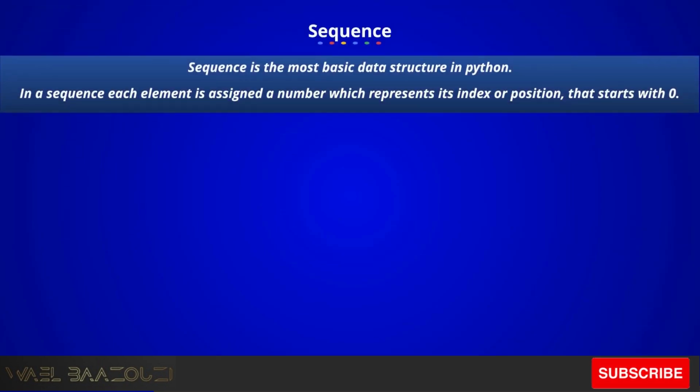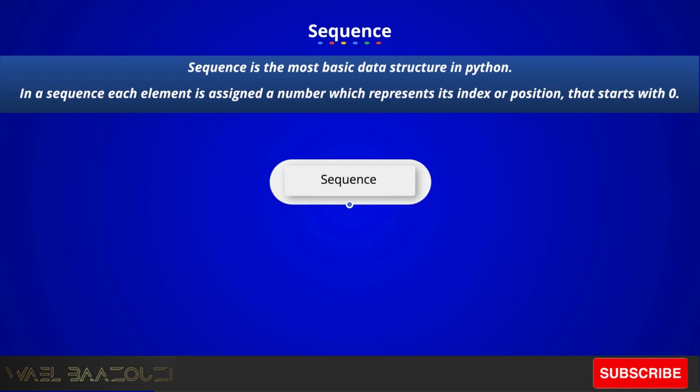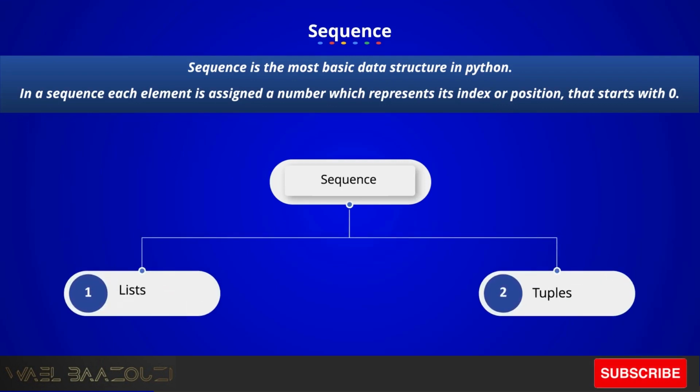Sequence. In Python, sequence is the generic term for an ordered set. Sequence is the most basic data structure in Python. In a sequence, each element is assigned a number which is its index or position that starts with 0. There are several types of sequences in Python. The following are the most important: lists and tuples.